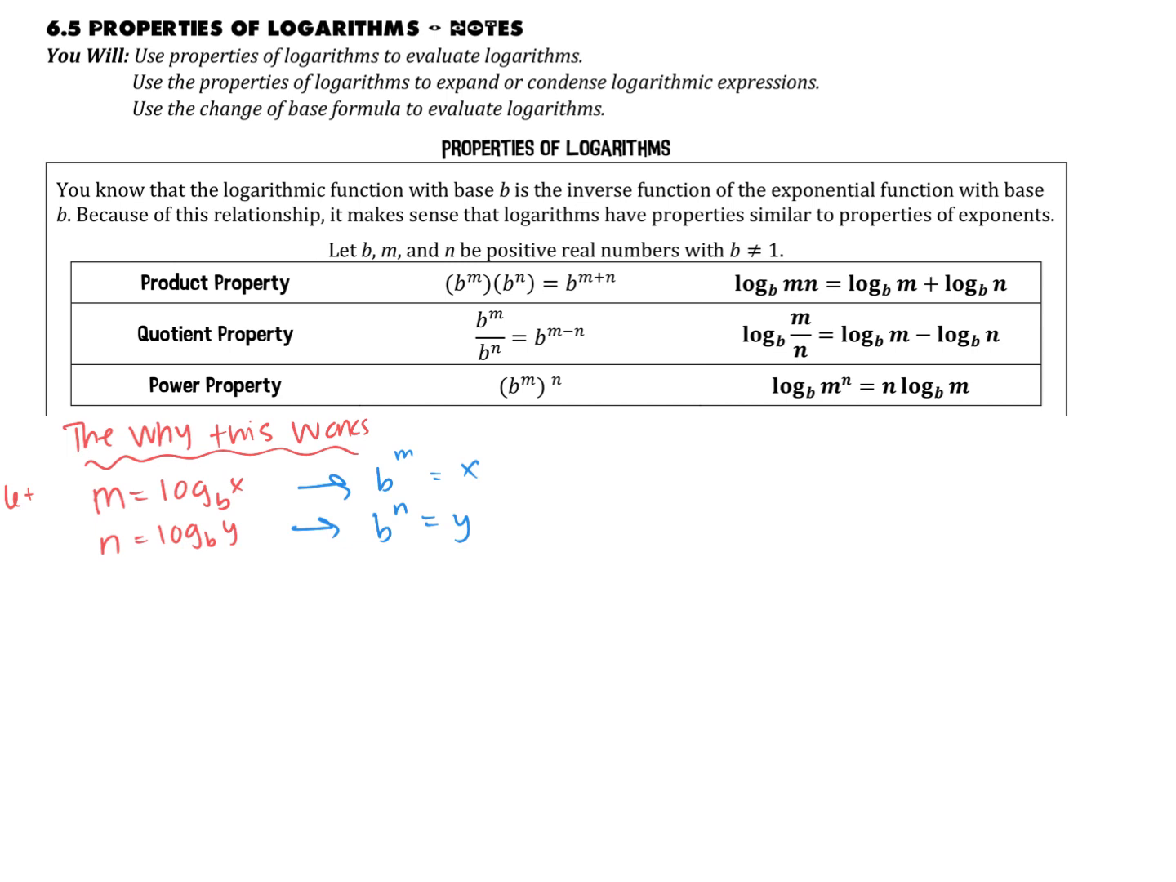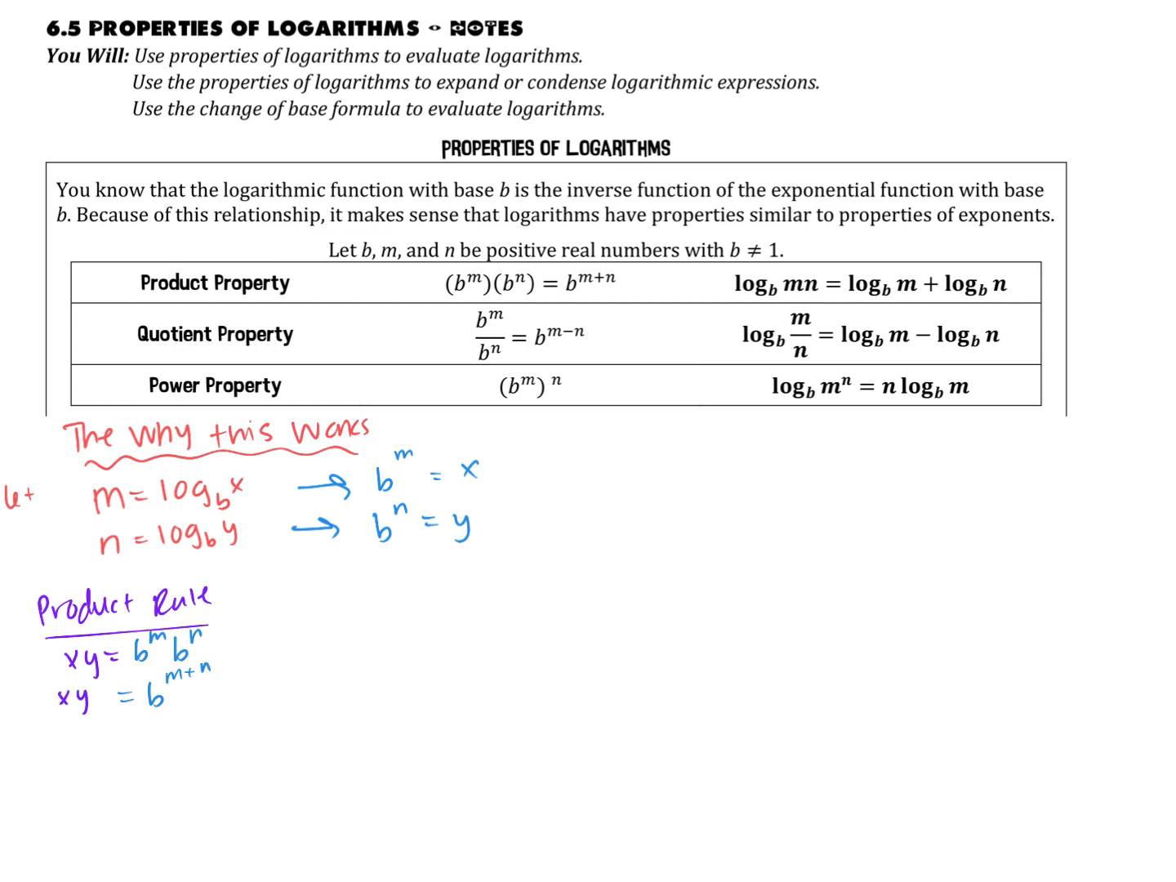And now that we've done this, let's talk about the product rule first. So let's look at the product rule, which means let's go ahead and multiply x times y together. In this case, that means we're going to be multiplying b to the power of m times b to the power of n, which is b to the power of m plus n.